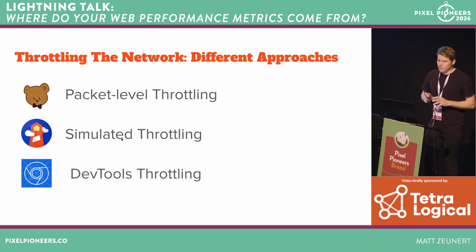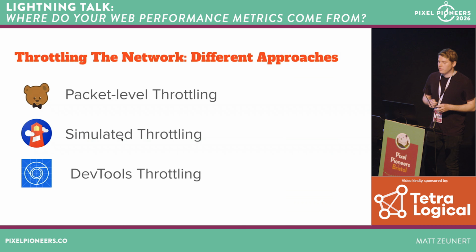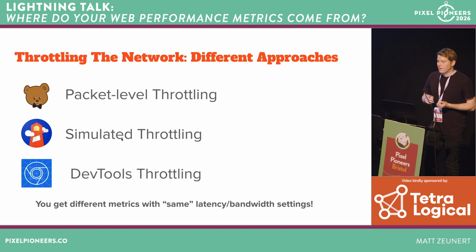And what I want to talk about is that there are many different approaches to do this. The three I'm going to talk about are packet level throttling, which is what most of the advanced performance tools use. There's something Lighthouse uses by default, which is called simulated throttling. And then DevTools also has its own special type of throttling the network. And importantly, even if you test the same page with the same latency and bandwidth settings, you might still end up with different performance metrics just because of how the throttling is actually implemented.